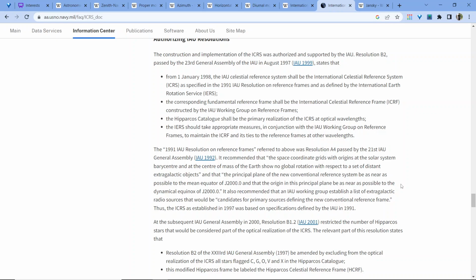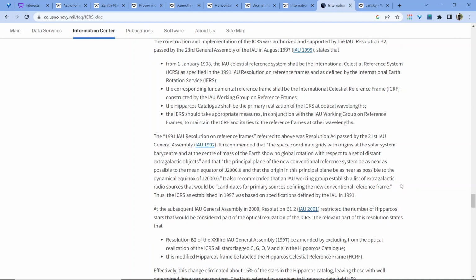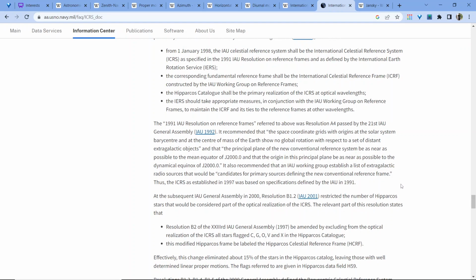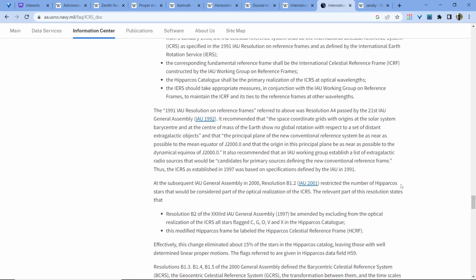on Reference Frames. The Hipparcos catalog shall be the primary realization of the ICRS at optical wavelengths. The IERS shall take appropriate measures in conjunction with the IAU Working Group on Reference Frames to maintain the ICRF and its ties to the reference frames at other wavelengths. The 1991 IAU resolution on reference frames.